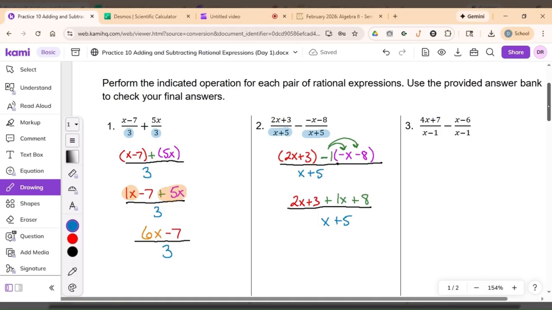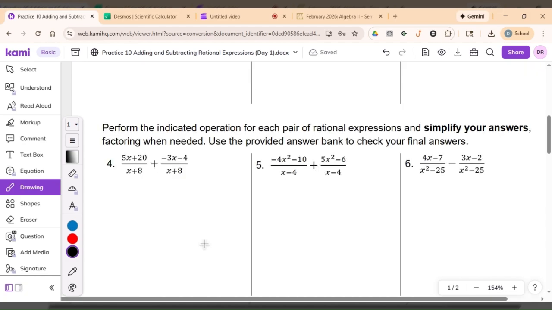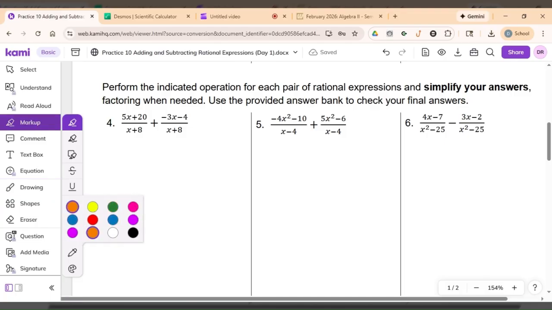So what I need you to do now is, on this one, combine the numerator there to see what you get, and check your answer. Number 3 will be very much like number 2, because once again, we have a minus sign in between. So I'll let you try that one out. 4, 5, and 6 are very similar to the first 3, but the difference on these is we are going to simplify the answers at the end, okay?